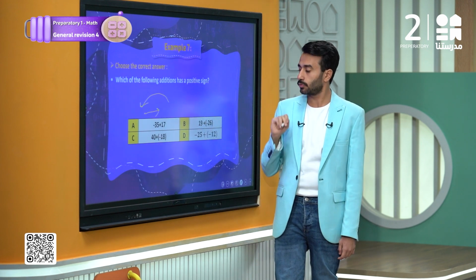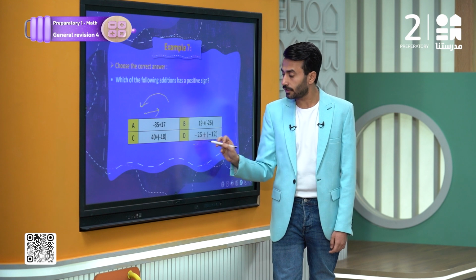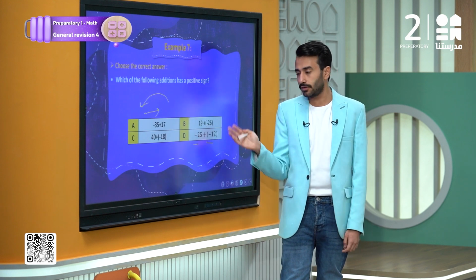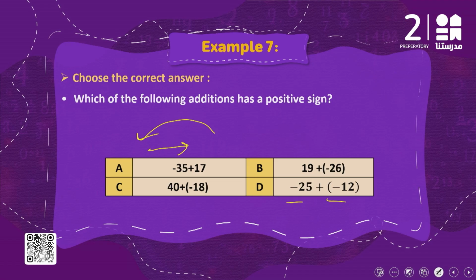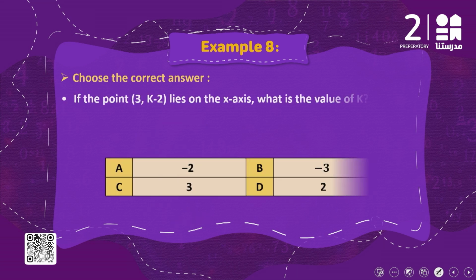In this one also negative. In this one you moved negative and negative, so this answer is surely negative. For this one you moved positive 40 then minus or negative 18. So this is the right answer, which will be positive, letter C. If the point 3k minus 2 lies on the x-axis, when any point lies on the x-axis, its y equals 0.